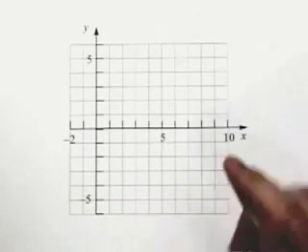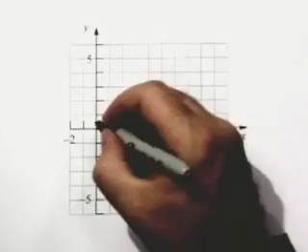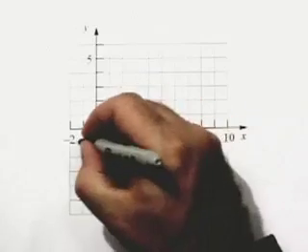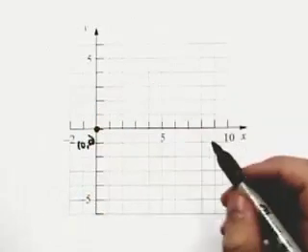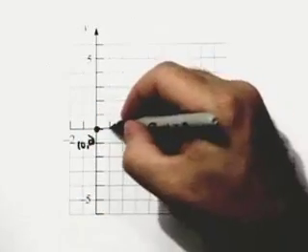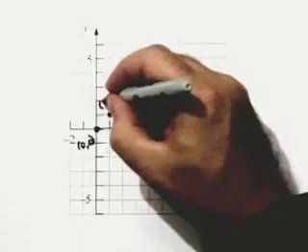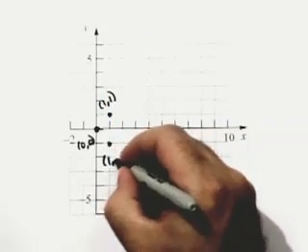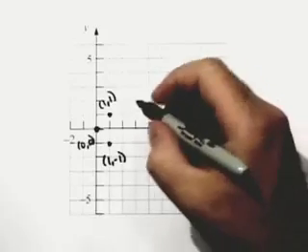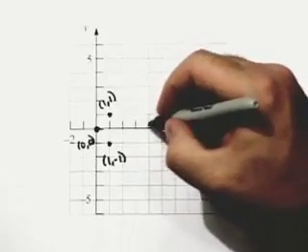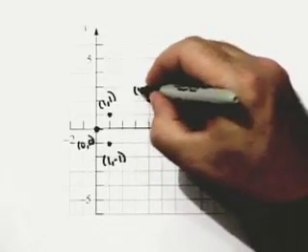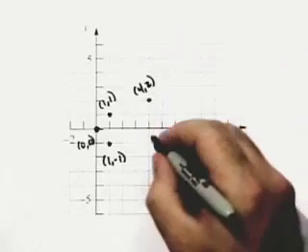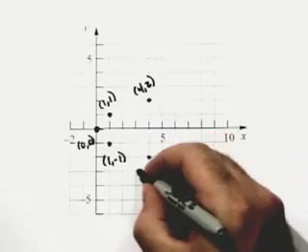We'll go to our grid. We're going to plot the intercept at 0, 0. We found the point 1 comma 1. And from symmetry, we found the point 1 comma negative 1. We also found the point 4 comma 2. And from symmetry, the point 4 comma negative 2.